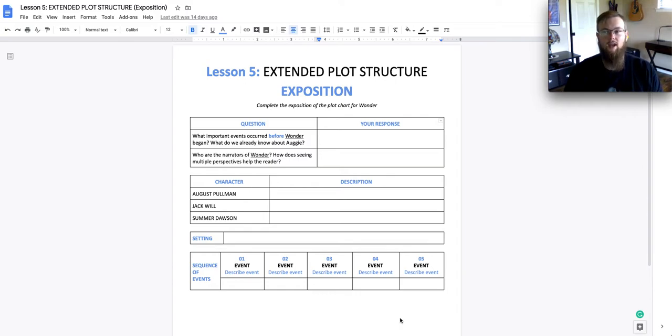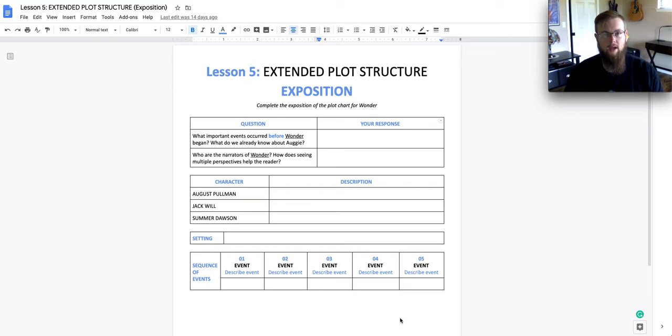Lesson 5, Extended Plot Structure, Exposition. For this lesson, all you have to do is assess the exposition of the book Wonder and fill in the designated information. There are 2 questions, 3 characters to identify, a setting to elaborate on, and then putting in chronological order a sequence of events. I'll go ahead and break down this lesson so we all have a better understanding of what to do.